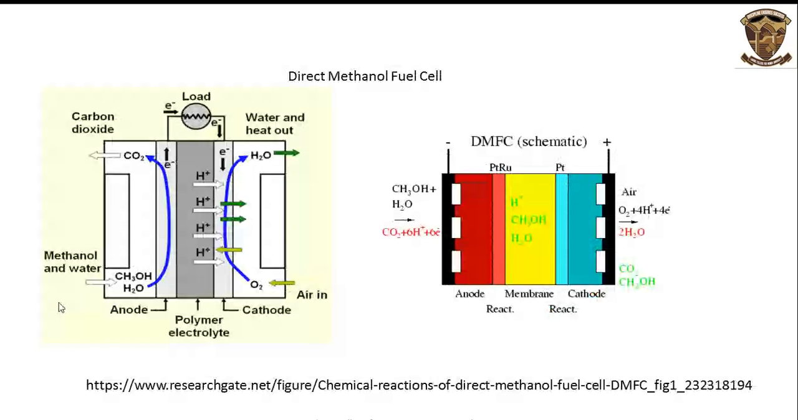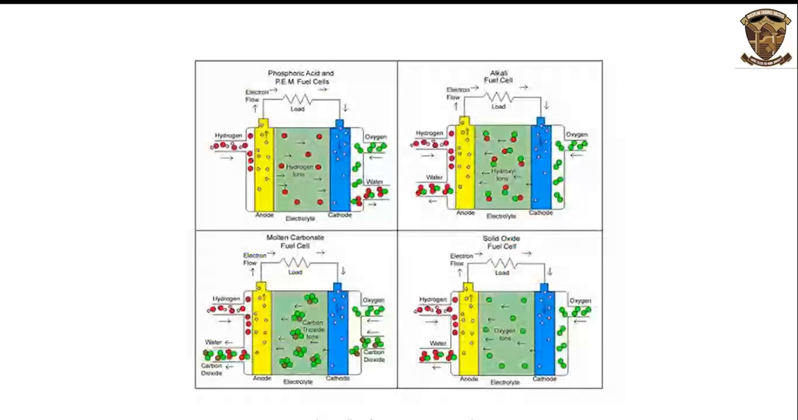Here, this slide shows the figure of the direct methanol fuel cell. This is another type of fuel cell in which methyl alcohol, or methanol, is used as a fuel, and from which the hydrogen ion is obtained, which passes through the membrane, and the ultimate chemical reaction is that oxygen combines with hydrogen and the electron and forms water. So this slide shows the working principle of the direct methanol fuel cell.